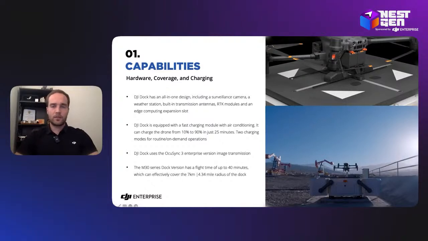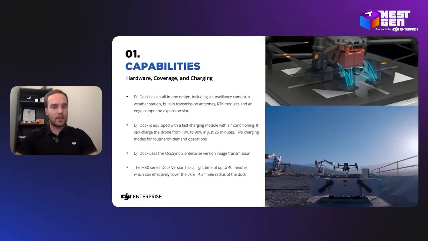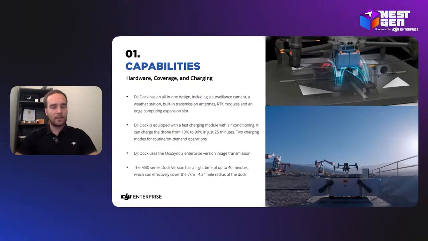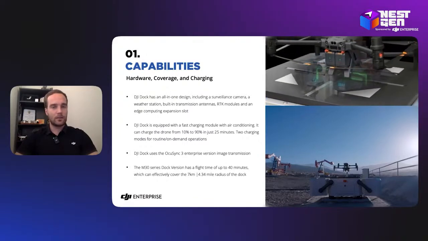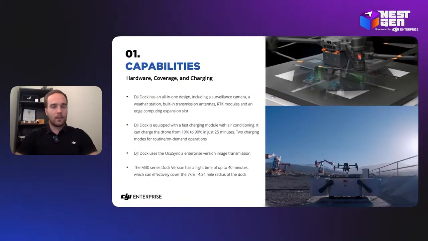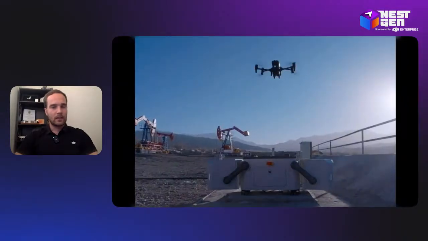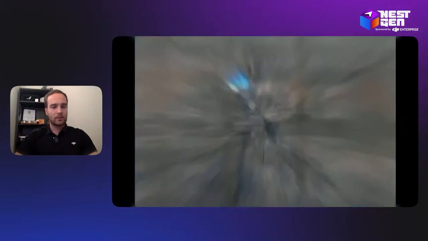After landing the drone, it will be centered on the pad by the push bars and then is able to charge through ports built into the M30 series dock version legs. DJI Dock can charge the drone from 10% to 90% in 25 minutes, aided by the TEC air conditioning you can see in the video. There are the drone legs connected to the dock as well, charging.